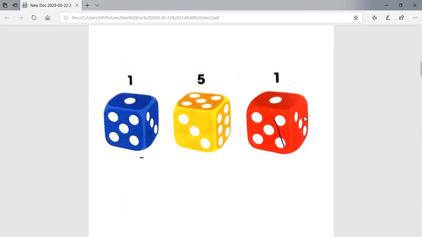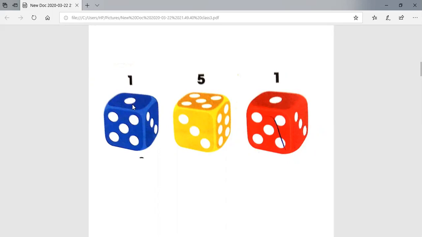It has six faces. Each face is denoted 1, 2, 3, 4, 5, 6, like this, in white color, this way. So we are rolling this one, then one face comes up. That face we are counting as the number. For example, here, this is one, so here we are counting it as one.